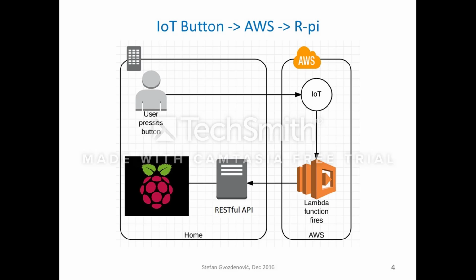This slide shows a system-level overview of the project. A single button click turns the light on, a double click turns the light off. The IoT button communicates through the MQTT protocol to AWS IoT. These events trigger a Lambda function, which is written in JavaScript, which then opens a web page hosted on the Raspberry Pi and programmatically presses buttons to switch the light bulb on or off.